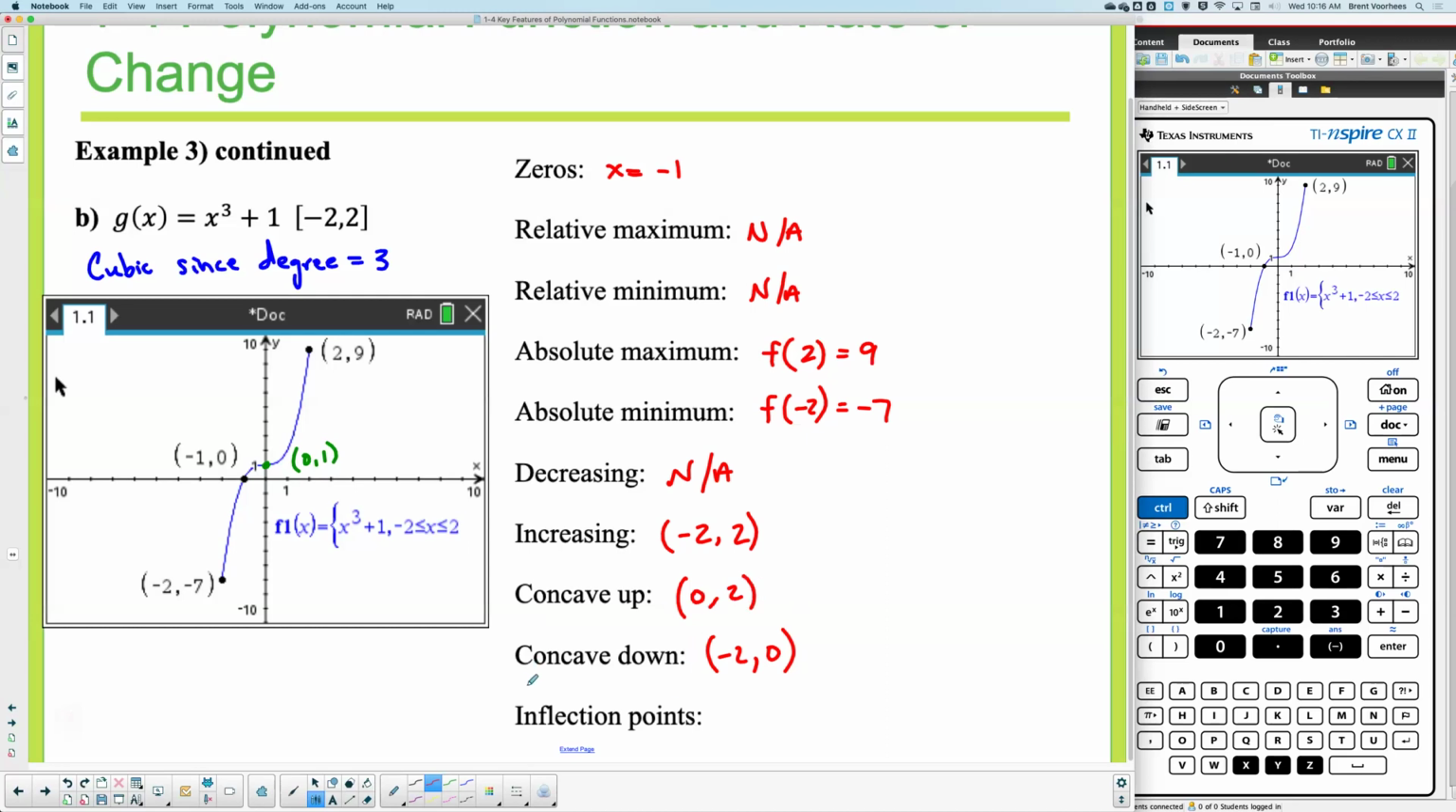Do we have any inflection points? Yes, and I'm going to write it this way as well, like I did the absolute maximum. I'm going to say f of 0 equals 1. That's how you'll actually write your answers in AP Pre-Calc.